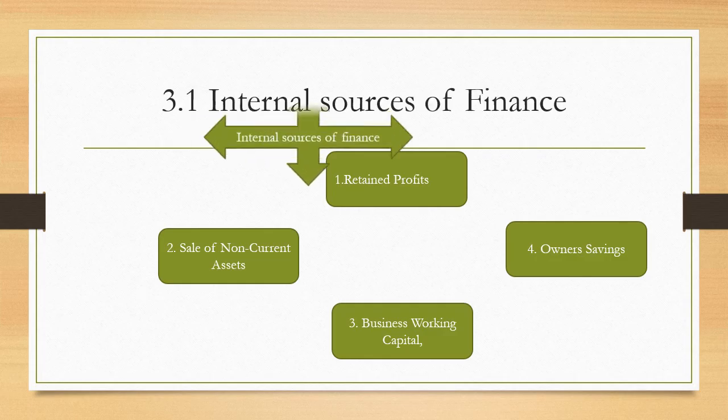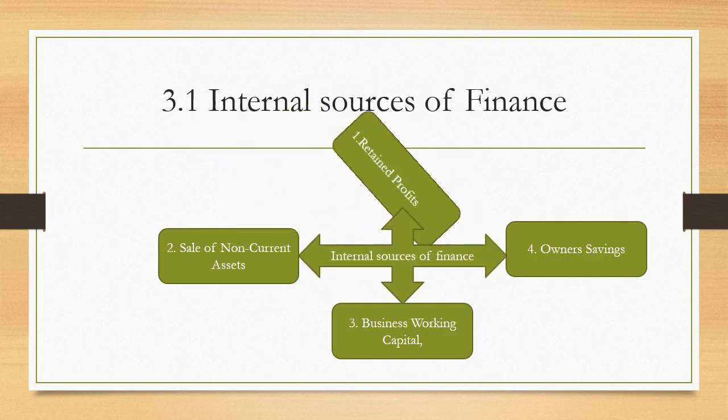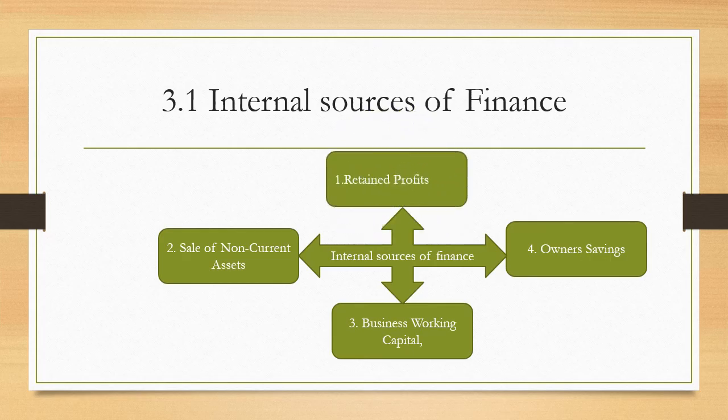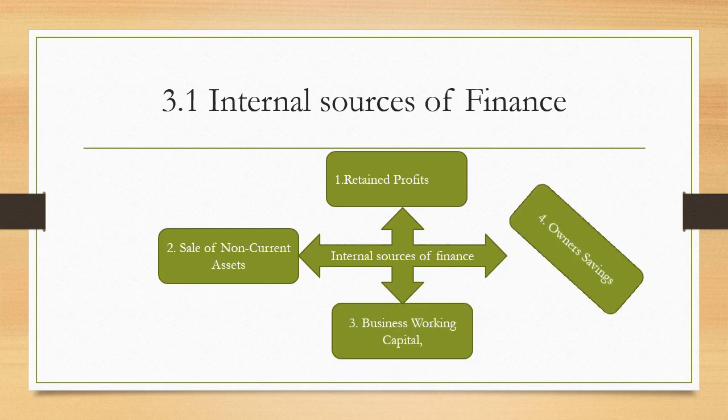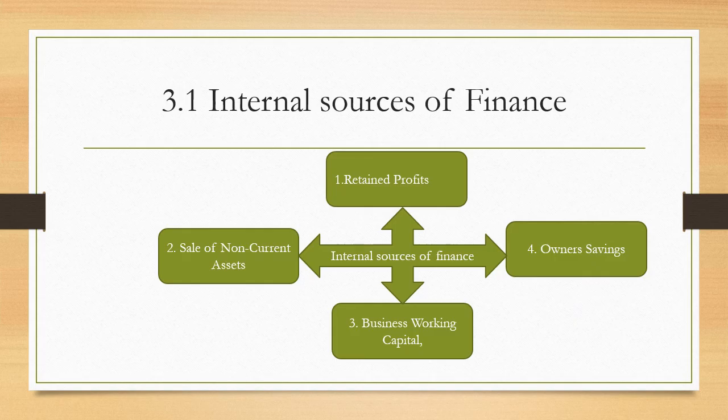Now let us look at the internal sources of finance. We have the retained profits. We have the sale of non-current assets. We have the business working capital. We also have the owner's savings. There are four examples of internal sources of finance, which means the business can raise its funds through retained profits, number one, sale of non-current assets, number two, business working capital, number three, and the owner's savings, number four.